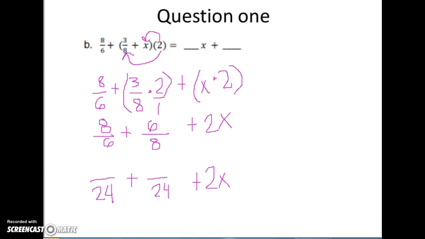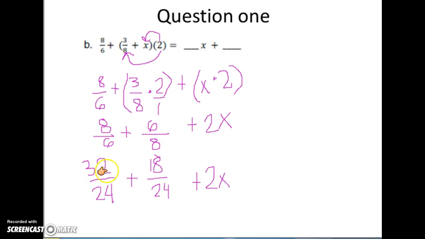I'm going to multiply 8 times 4 and get 32. And I also need to change my 6/8 into 24ths. So 8 times 3 got me to 24, so I need to multiply my numerator by 3. 6 times 3 is 18.